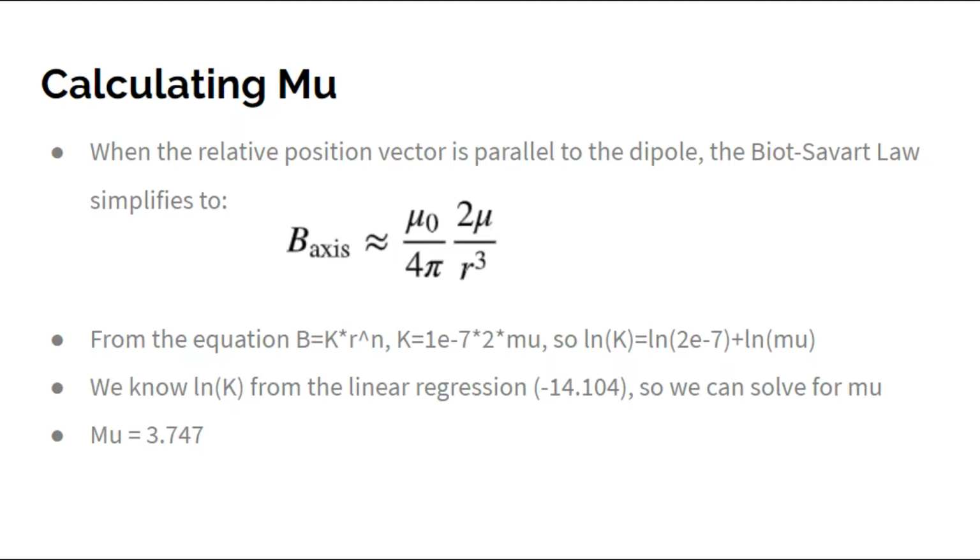The value from our experiment that we need to input into the code is mu, which is the magnitude of the magnetic dipole moment. We can calculate this using a simplified version of the Biot-Savart law when the relative position vector is parallel to the axis of the dipole. Solving this and then using our graph, we can separate the k constant value into mu naught over 4 pi times 2 times our dipole moment mu, and then solving for mu using our values that we found with our linear regression, we can solve for a value of mu being 3.747.